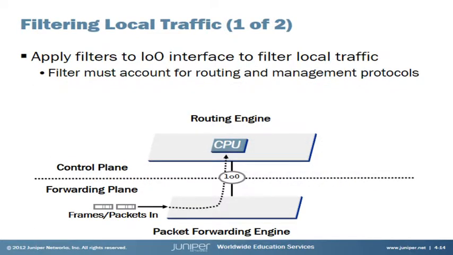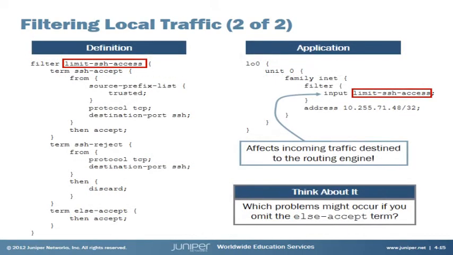Okay, so let's take a look at filtering local traffic. You can put a filter on the loopback interface to filter local traffic. So that is possible. You have to be careful that you don't filter out your routing protocols. Look at this one here.